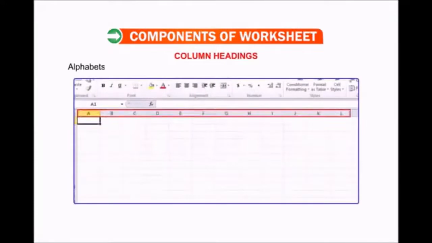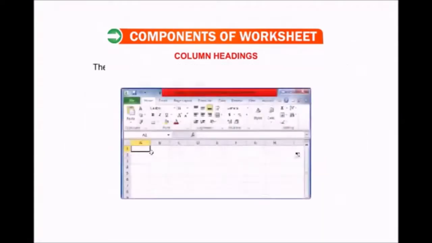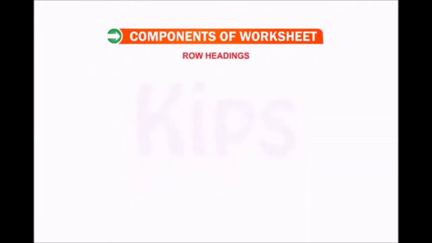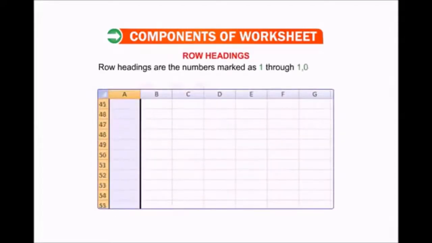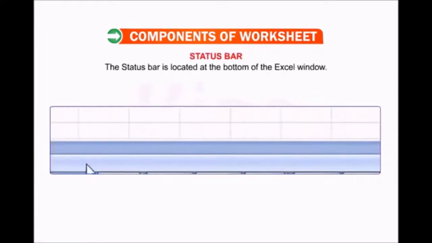Column heading. Alphabets across the top border of each worksheet are called column headings. These headings identify columns with letters A to Z, AA through AZ and up to XFD for a total of 16,384 columns. Row headings. Row headings are the numbers marked as 1 through 1,048,576 along the left border of the worksheet.